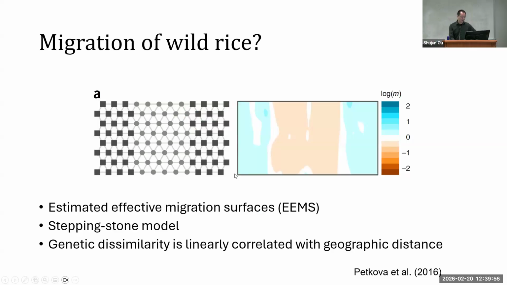So basically, if you want to migrate from the square on the right to the square on the left, you have to walk several steps, and each step is your stepping stone. And the further away you migrate from your original site, the less similarity or the more dissimilarity of your genetic material will be. So this is the basis of the stepping stone model. And I used the estimated effective migration surface, or EEMS, method published in 2016.